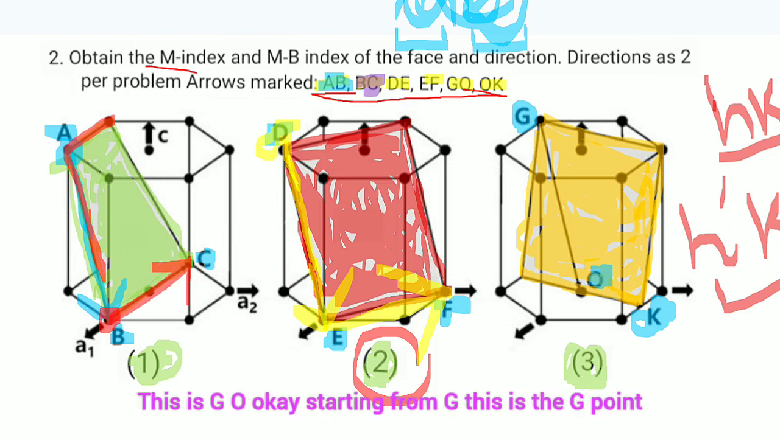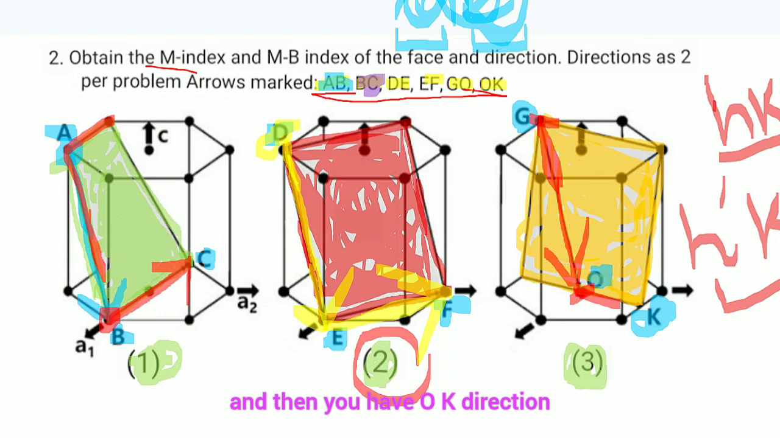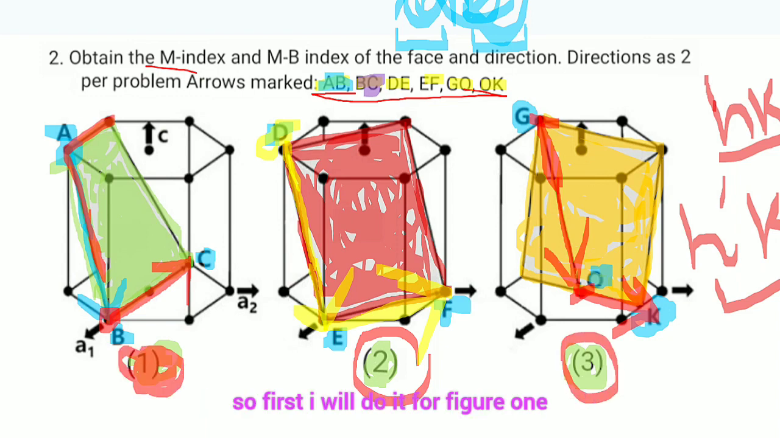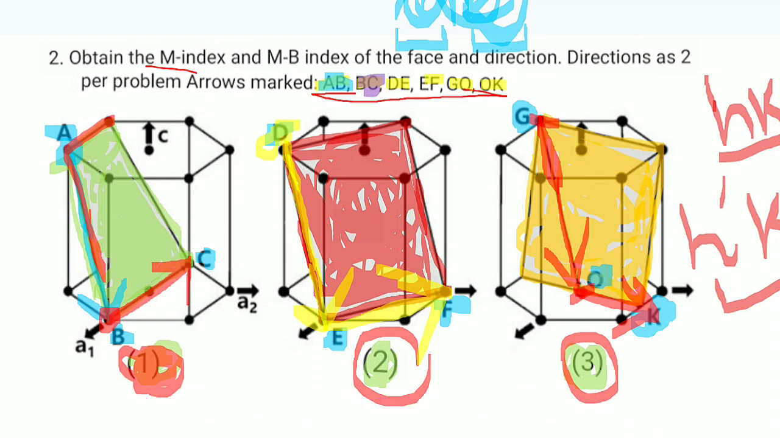I'm just making you understand the problem statement. This is GO. Starting from G, this is the G point and this is the O point, so making a straight vector from G to O. This is GO direction, and then we have OK direction. We have this OK direction, so we have a plane in yellow color and 2 directions in red color, a total of 3 things to calculate in figure 3. So first I'll do it for figure 1, and now we are going to begin our solution in a proper way, and now we know what we need to calculate.